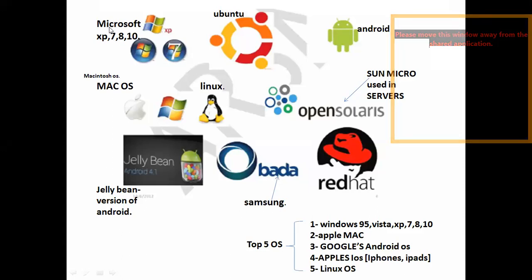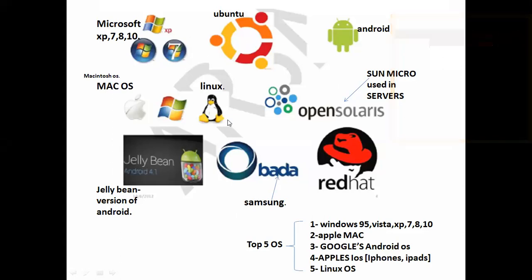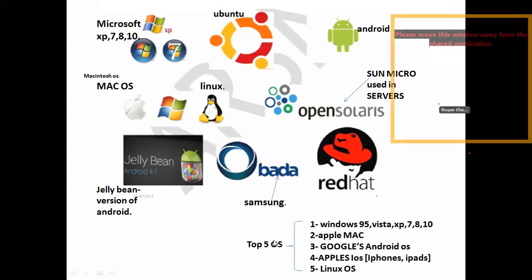So in this slide you have a few examples of widely used operating systems, and according to Google, here are the top five operating systems. In the first place, we have Windows 95, Windows Vista, XP, etc. In second place, we have the Apple Mac operating system, and Google's Android operating system. In fourth place, we have the Apple iPhone operating system, the OS used in iPhones and iPads. And in the last place, we have the Linux operating system. The bottom line of this slide is that I've shown some of the widely used operating systems.